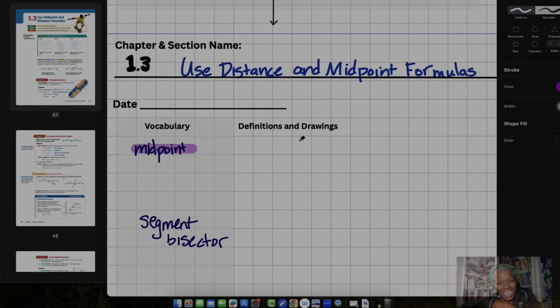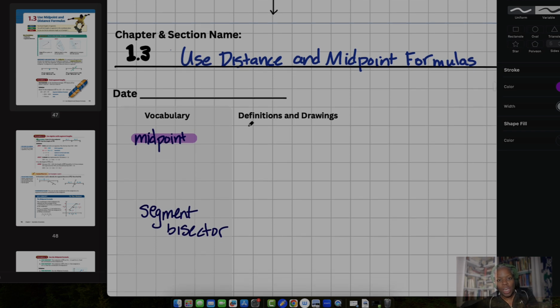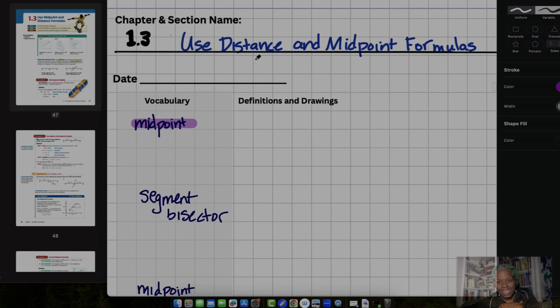Hey y'all, we are here in chapter 1.3 and we have a chapter that is intense, but it's short in writing but long in examples. So I want you to get started with me. Go ahead, write down use distance and midpoint formulas as your title. Of course, as you know, you're going to put whatever date today is that you're taking these notes. And our first word that we're going to start off with is midpoint. The word is midpoint. Go ahead and write that down.